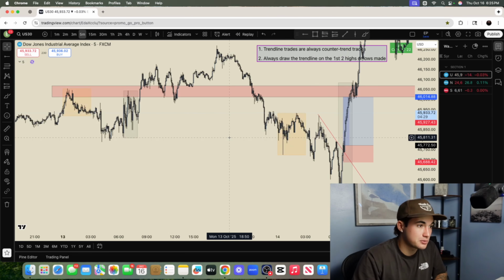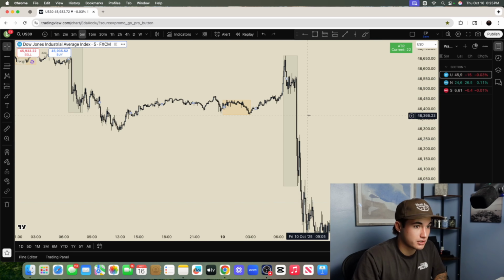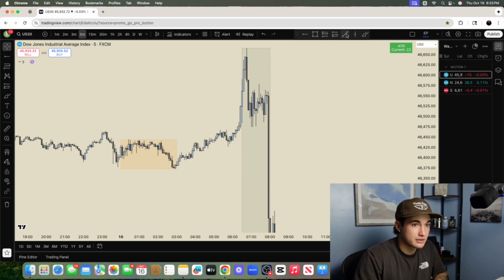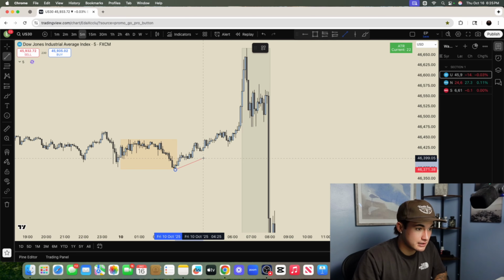So we're going to look at a few more examples. I'm just going to go on the chart and try to find some for you guys. Okay, right here I see one. We have our initial low right here, and the first low right here, and the second low made.